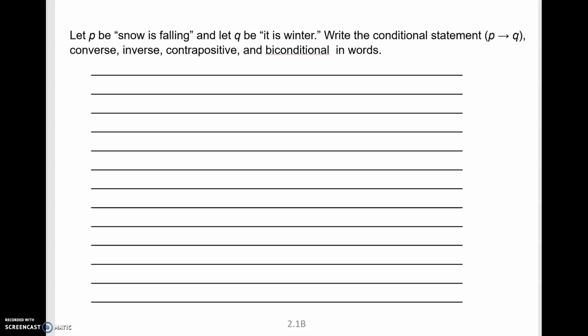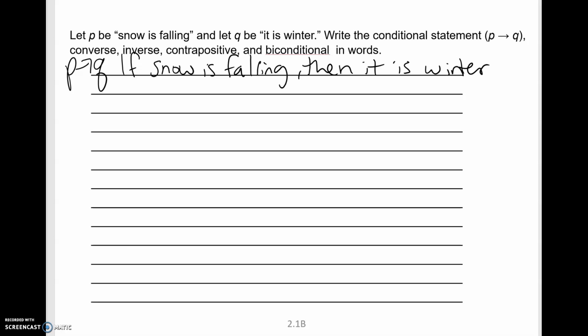Okay, my last slide is writing all of the statements that we talked about yesterday. So we're going to start by writing our conditional statement. Our conditional statement, we go P to Q. P is snow is falling, Q is it is winter. So if snow is falling, then it is winter. Don't worry about truth values on these. I just want us to practice writing the statements.